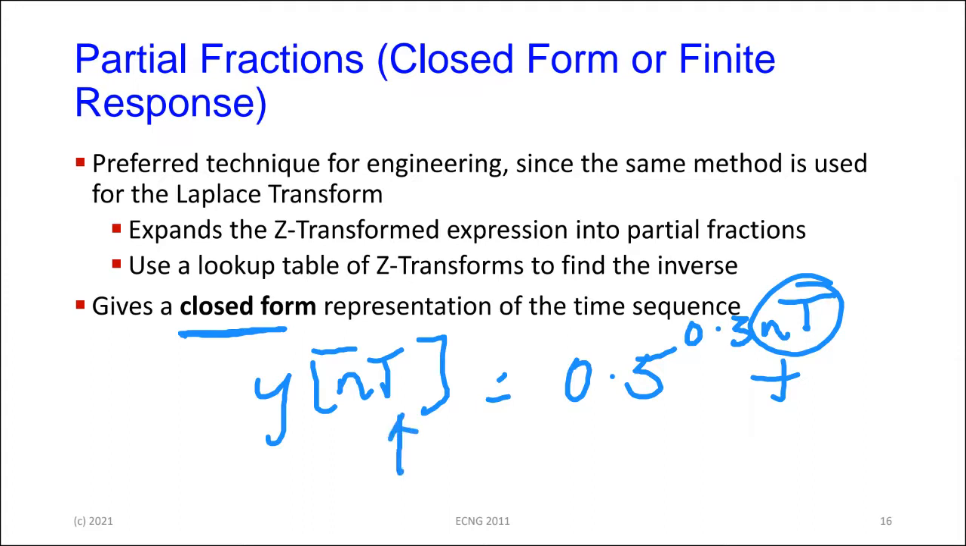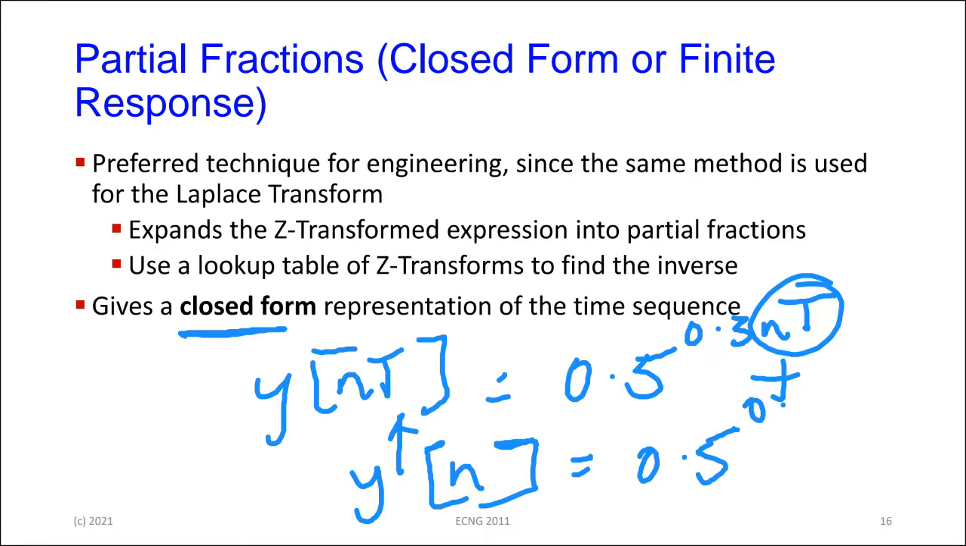So this, as I keep saying, is equivalent of saying yn is equal to 0.5 to the power 0.3n. So if I want to find out what happens at t equal to 100, I just put n equal to 100, sorry, and I could figure out what that value was. That's a closed form representation here.